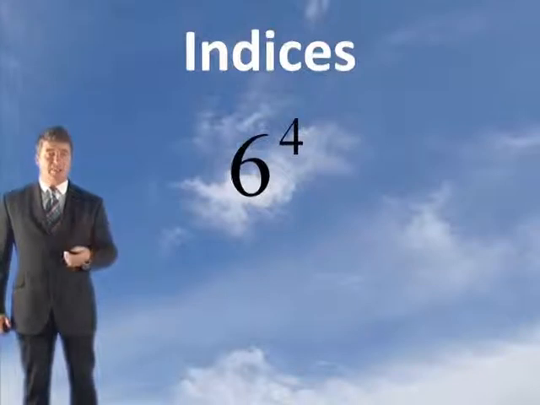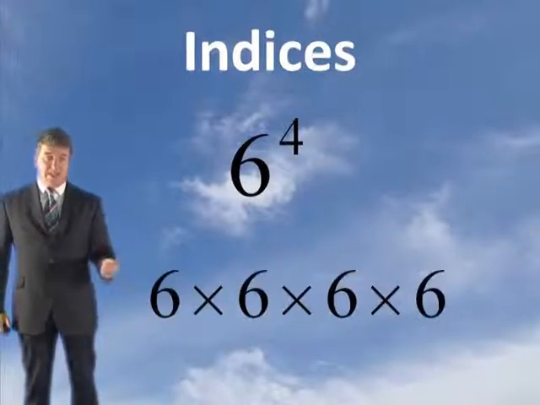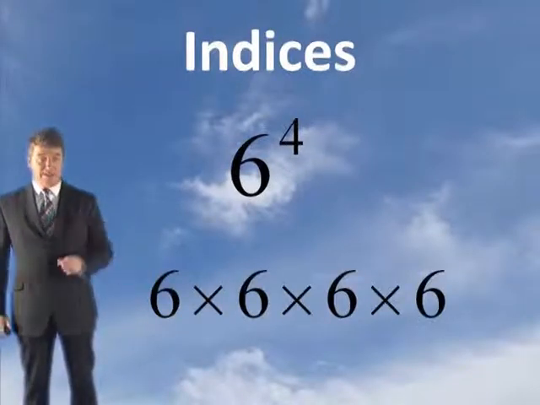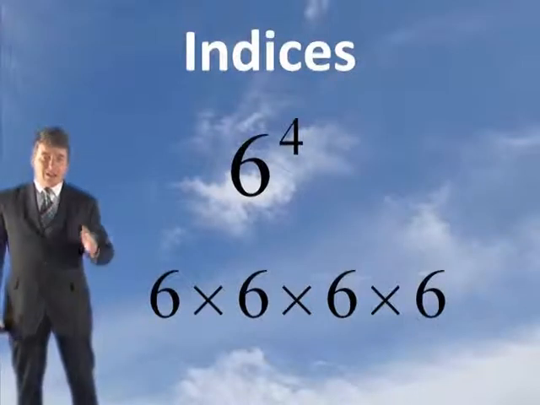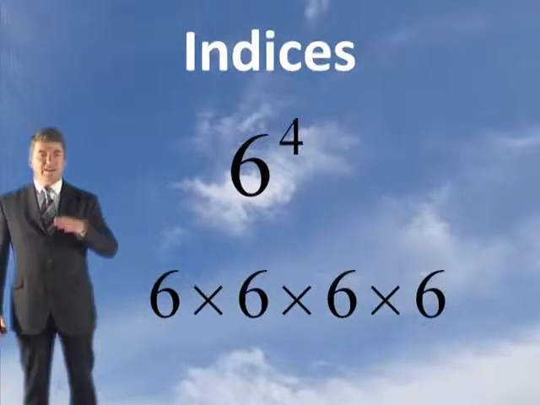What about this one, 6 to the power of 4? Well, that means 6 times 6 times 6 times 6, which is 1296. Do you understand that? The indices there, that's telling you how many times you multiply it by itself. That's the basic power law. But what happens if you see this?